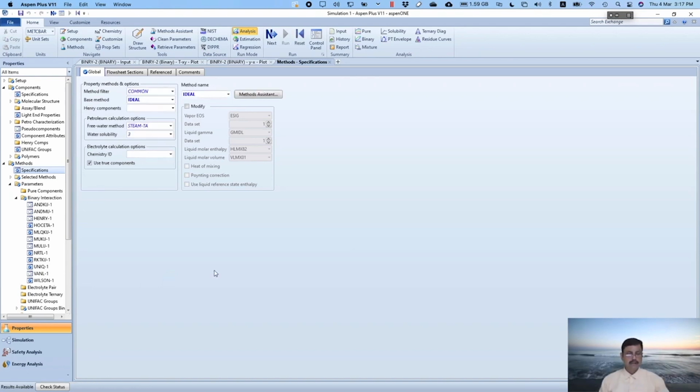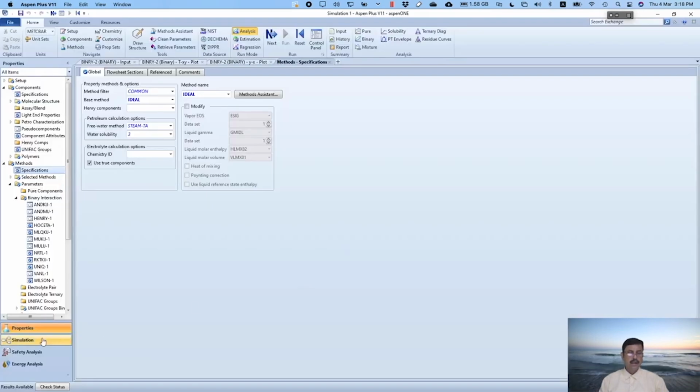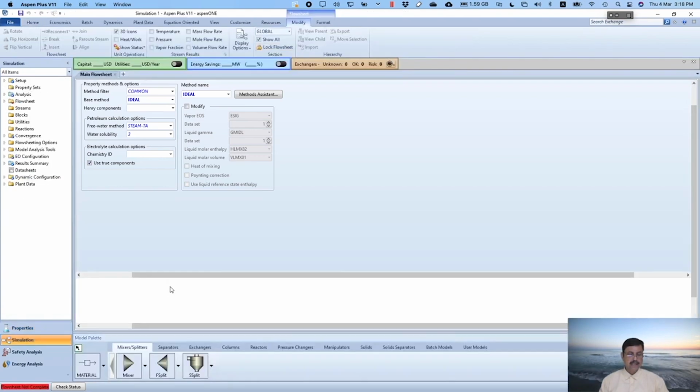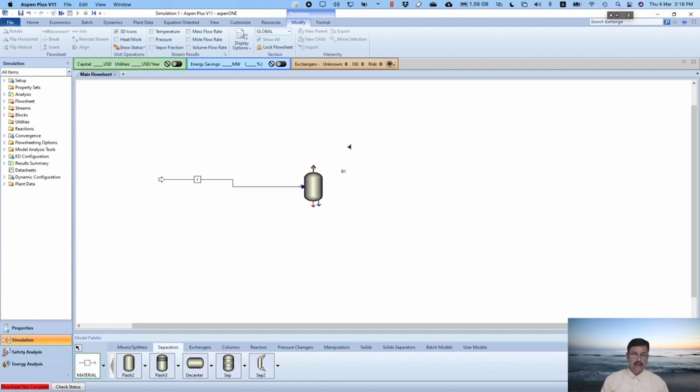Okay, property methods are fixed. Now we have to go to the simulation chamber. So go to Flash, bring in Flash over here, materials. So this is feed, this is vapor, and this is liquid.